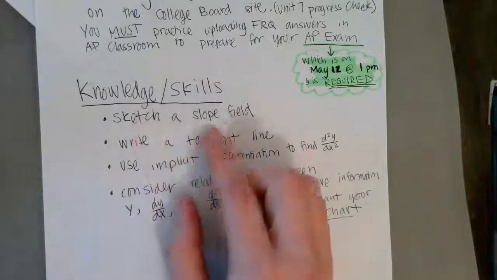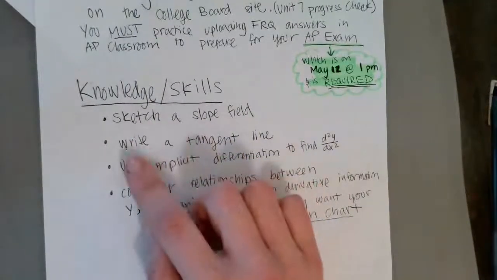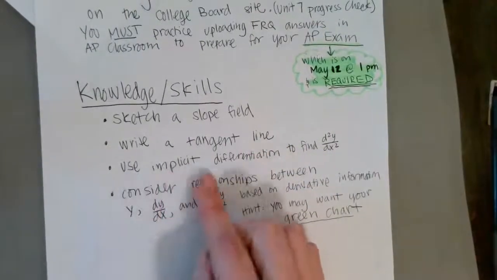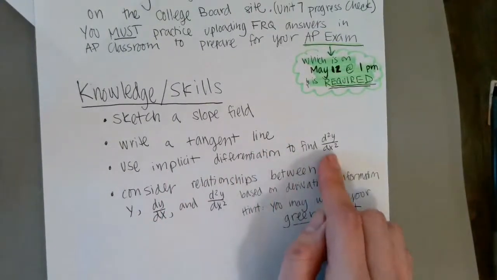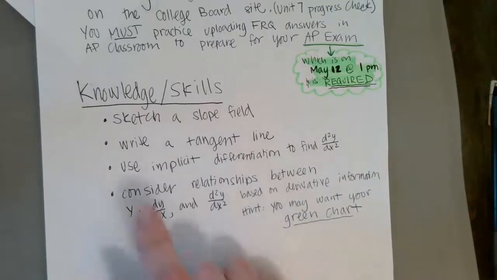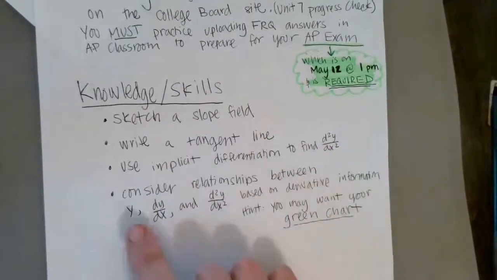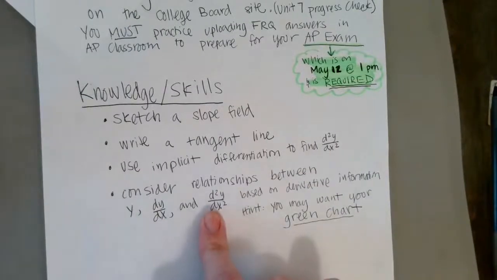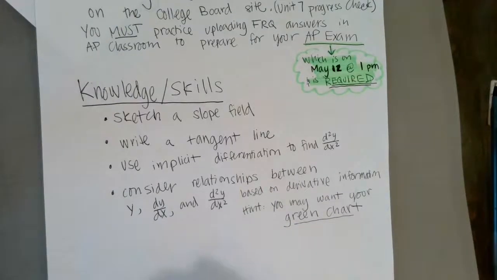Knowledge and skills that we're going to be using today. We are going to sketch a slope field. We are going to write a tangent line. Use implicit differentiation to find d squared y over dx squared, which is the second derivative. We're going to consider relationships between y, dy dx, and d squared y over dx squared based on derivative information. As a hint, you may want your green chart. Unfortunately, my green chart is in the school, so I do not have one.